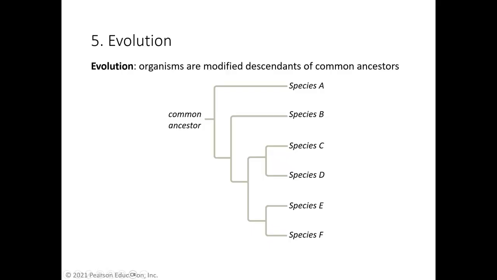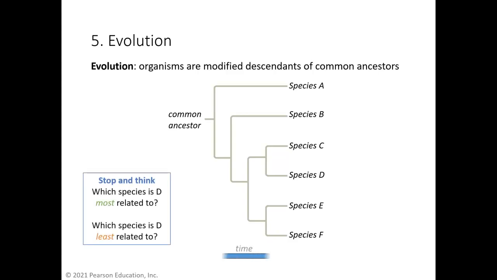This schematic shows how new species evolve from a common ancestor. You can look at the branching pattern to determine how closely related two different species are. Pause the video and answer these questions. Species D is most closely related to species C. We can tell this because their most recent common ancestor wasn't that far back.